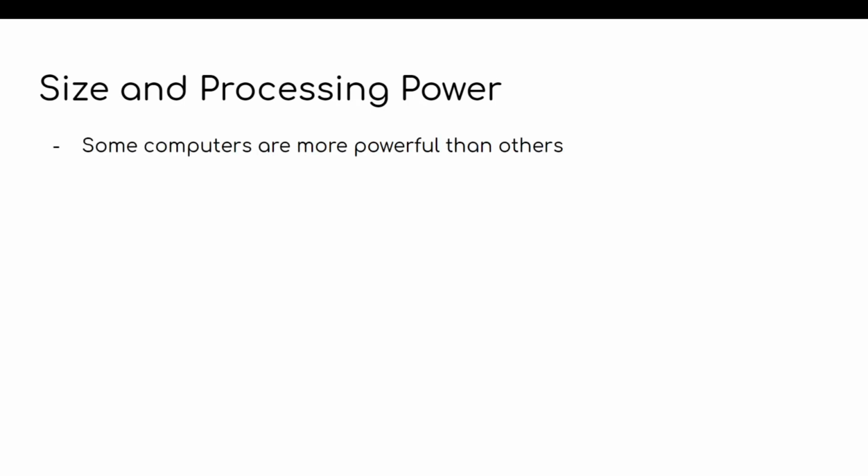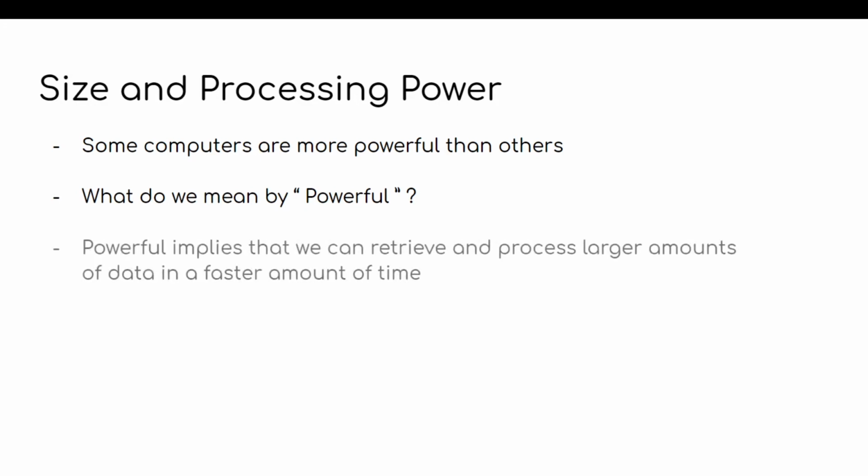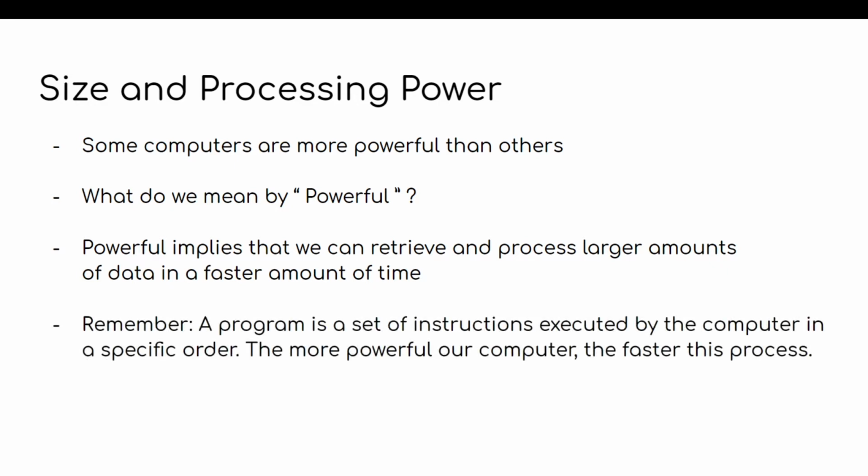So some computers are more powerful than others, okay? And what do we mean by powerful? Thinking back to what we were talking about a couple of lessons ago, powerful implies that we can retrieve and process larger amounts of data in a faster amount of time. And remember, a program is just a set of instructions that's executed by the computer in a specific order.